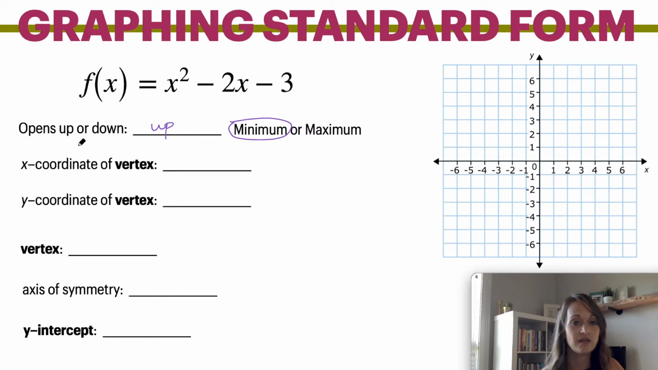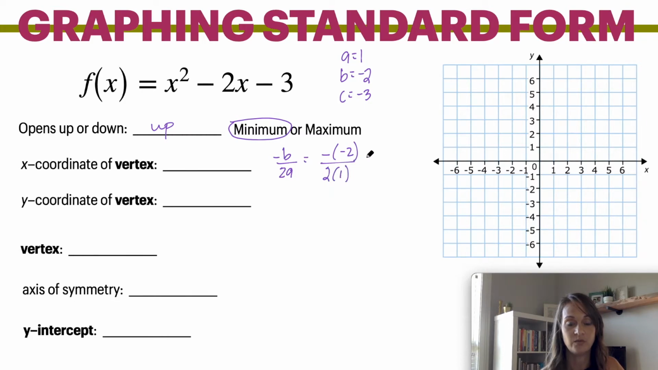The x-coordinate of the vertex. Well, we know that A represents 1, B represents -2, and C represents -3. So to find the x-coordinate, I'm going to use the formula -b over 2a. So it'd be -b divided by 2 times a, which will give me a +2 over 2, which is 1.